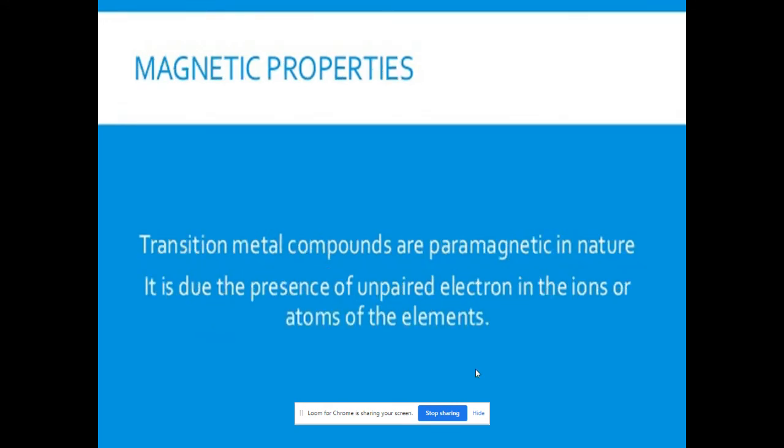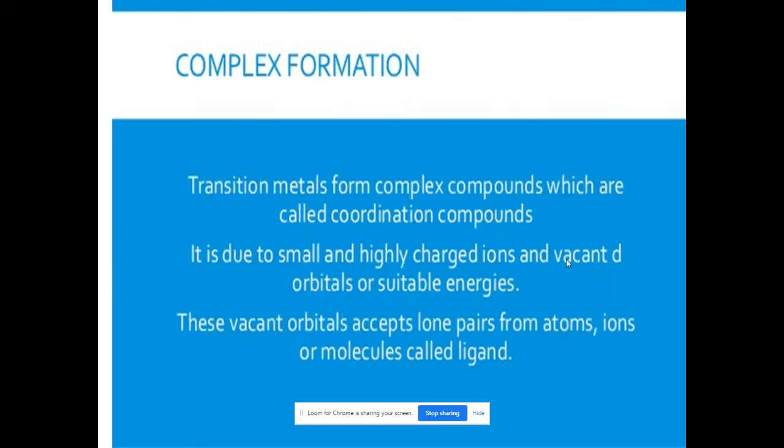Magnetic properties. The transition metal compounds are paramagnetic in nature. As we all know, paramagnetism is due to the presence of unpaired electrons in the ions or the atoms of the elements. All the transition metal compounds are paramagnetic in nature, that is, they possess unpaired electrons.